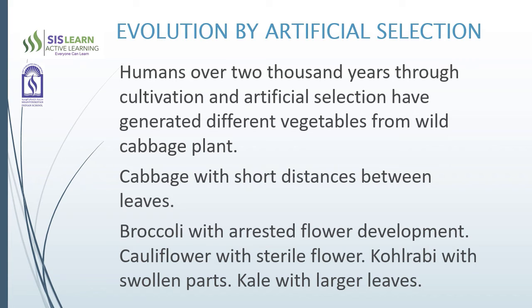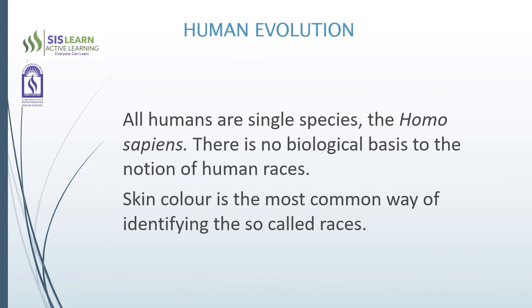Humans over 2,000 years through cultivation and artificial selection have generated different vegetables from the wild cabbage plant. Cabbage with short distances between leaves. Broccoli with arrested flower development. Cauliflower with sterile flower. Kohlrabi with swollen parts. Kale with larger leaves.